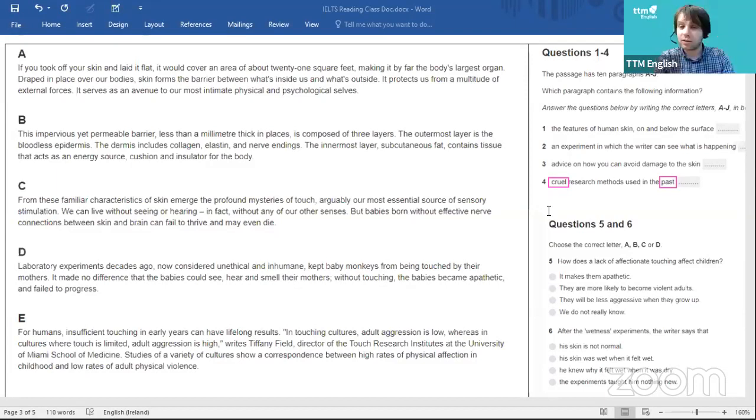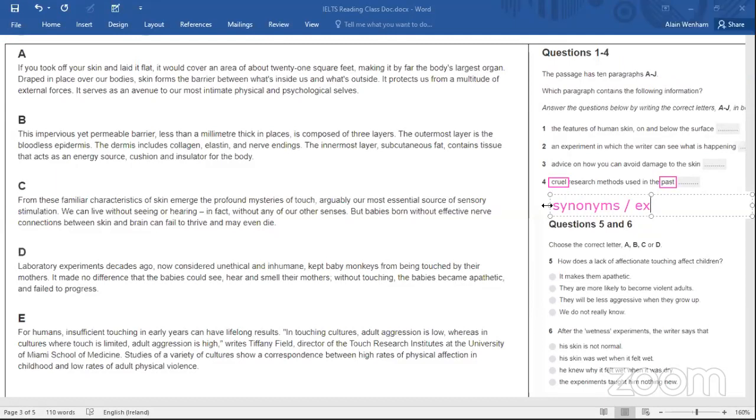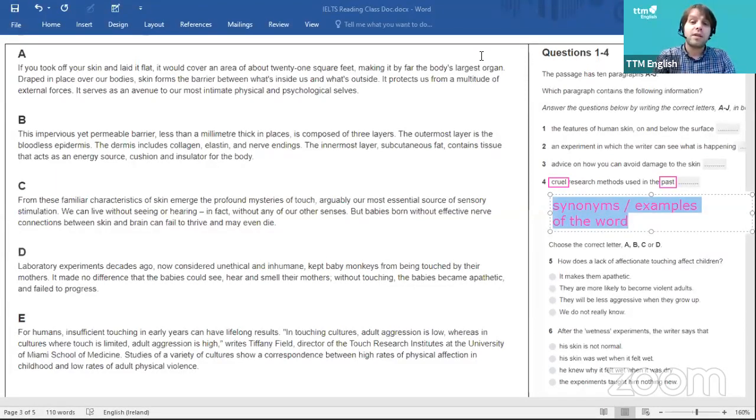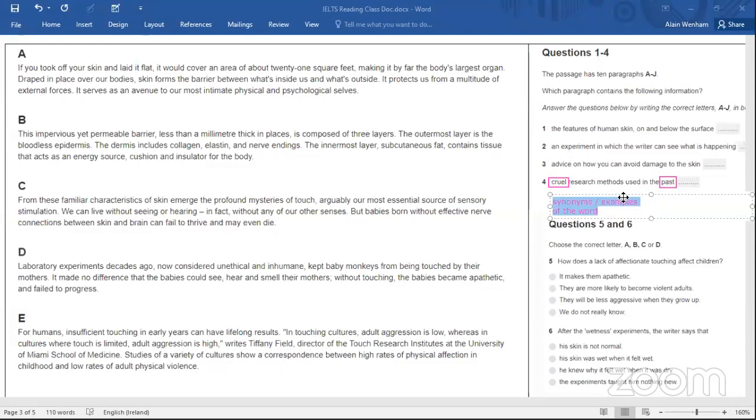Now I'm going to add this in. As well as looking for synonyms, as I said before, Vitor, what else are we going to look for? What did I say before? Examples of the word. Right. I forgot about this. This is what I call a distractor. Rather than giving you the synonym, the text will just give you an example of it. So we need to be careful of that.